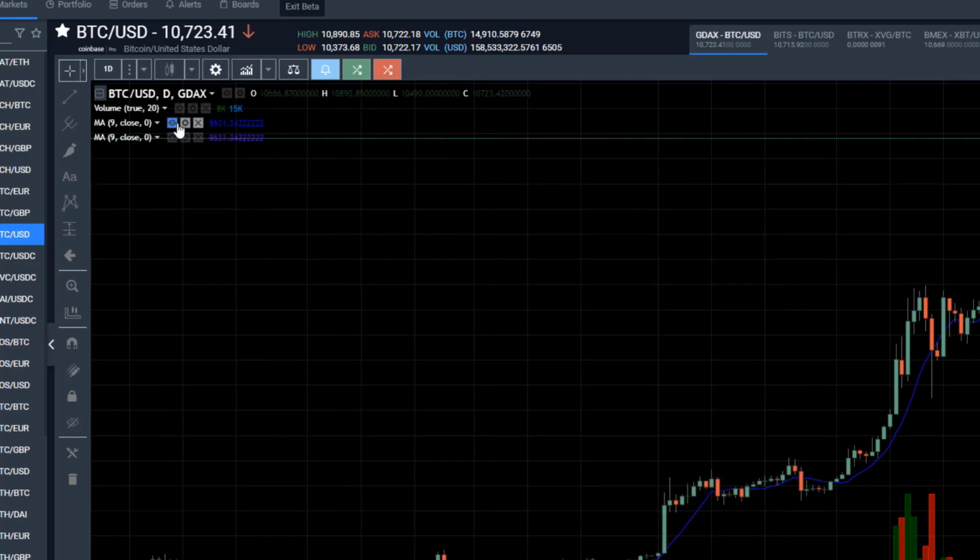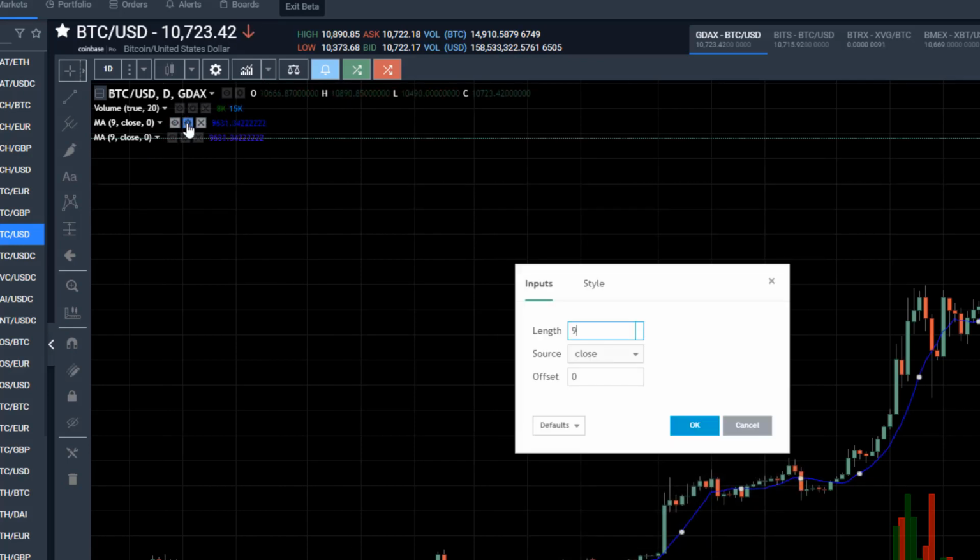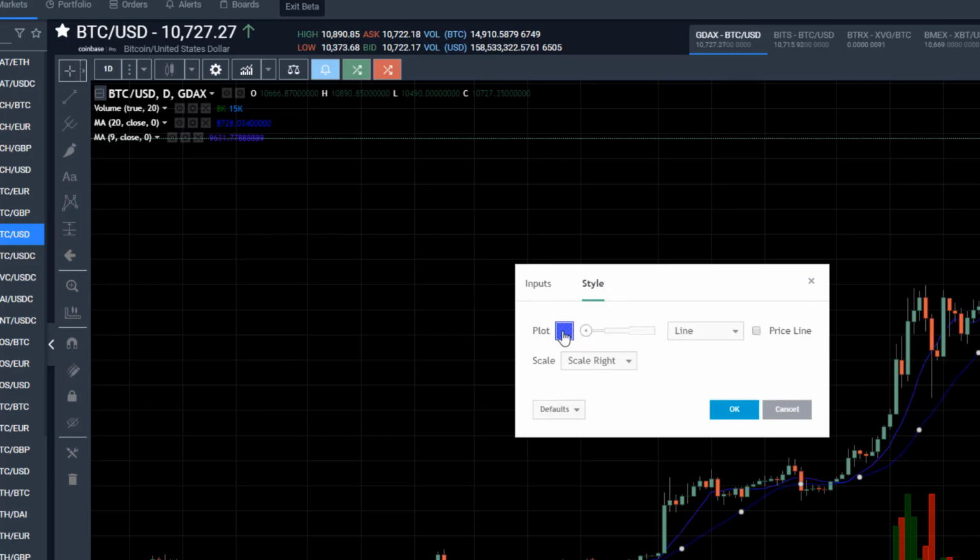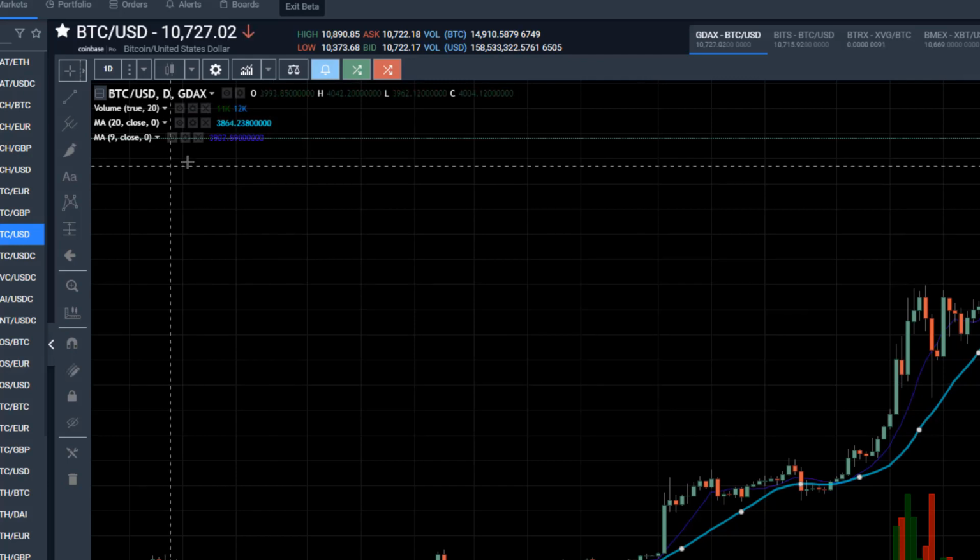Then you have to customize these. So click on this little wheel here, and I'm going to start with a 20-day moving average. For the style, let's use light blue, and you want to make this visible, so you're going to need to make this line a little bit larger than it is when it sets as a default. So that's set as a 20-period moving average.